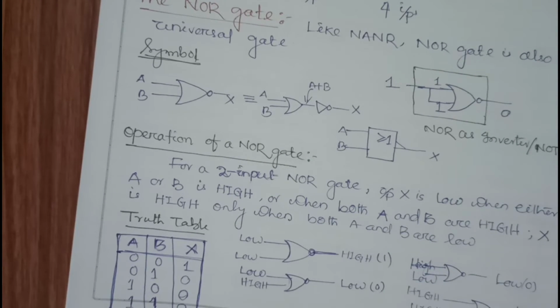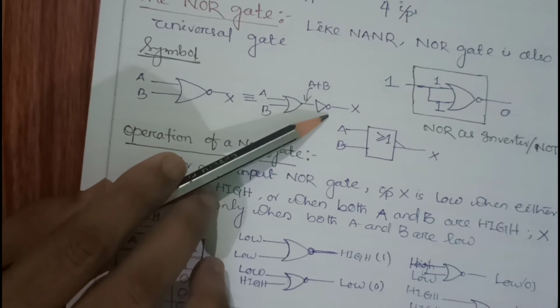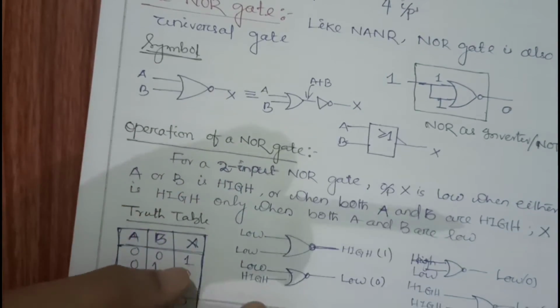Universal gate means using this NAND and NOR we can form any type of gate, that is AND, OR, NOT. These three basic gates can be formed from NAND and NOR. So they are called universal gates. So this is the symbol representation. NOR means OR plus NOT. Okay, and this is the rectangular symbol representation.